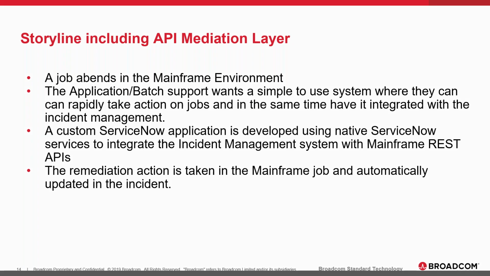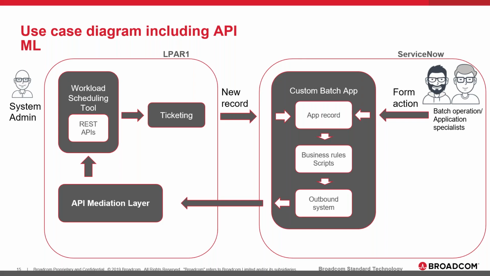So here we have a simple diagram of this. On the left side, we have the LPAR in the mainframe environment. We have the workload scheduling tool. Let's say the job abandons; that will possibly trigger some auto-ticketing mechanism that will automatically create a record in our custom application running on ServiceNow. Then, instead of logging in on the mainframe to take action, the application support or batch support will open up this application record and choose the action they want to take, let's say restart the job.